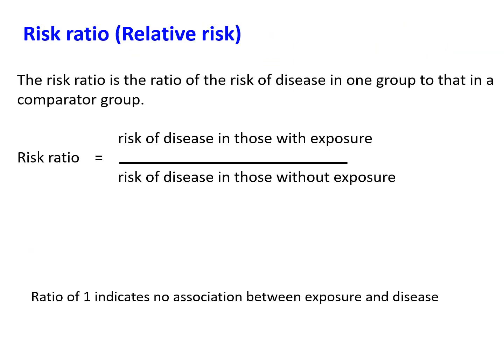So the next measure of association is the risk ratio, or the relative risk. The risk ratio is the ratio of the risk of disease in one group to that in a comparator group. So this is exactly the same concept. The risk ratio is the risk of disease in those with the exposure divided by the risk of disease in those without the exposure. A ratio of 1 again indicates no association between exposure and disease.